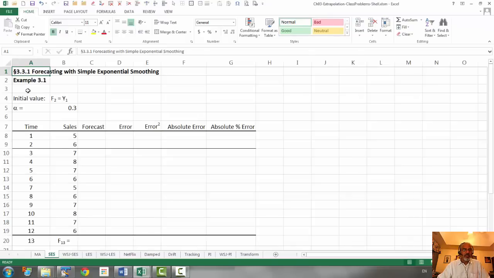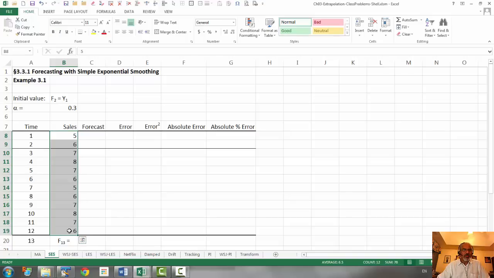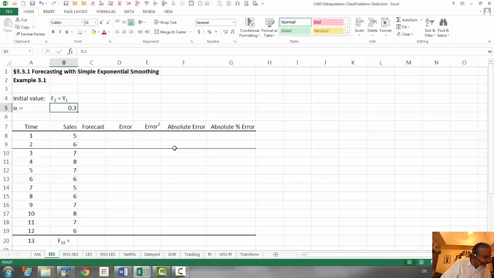Okay, so here is example 3.1. Here is the sales data for 12 time periods, and let's set up an alpha value of 0.3 as our initial value. Let's assume for the initial forecast we'll take the actual value for the first time period and use that as the forecast for the second time period. F sub 2 is y sub 1, and that's how we're going to start the simple exponential smoothing process.